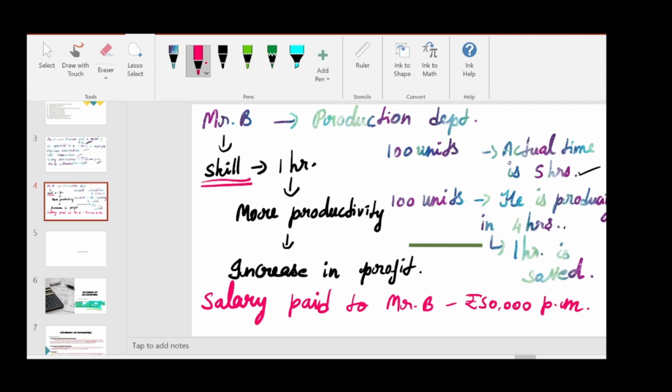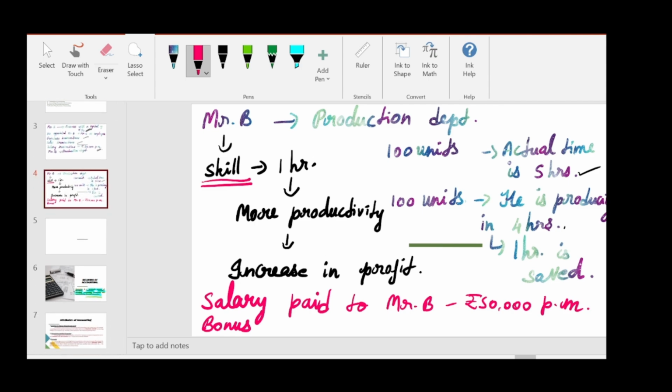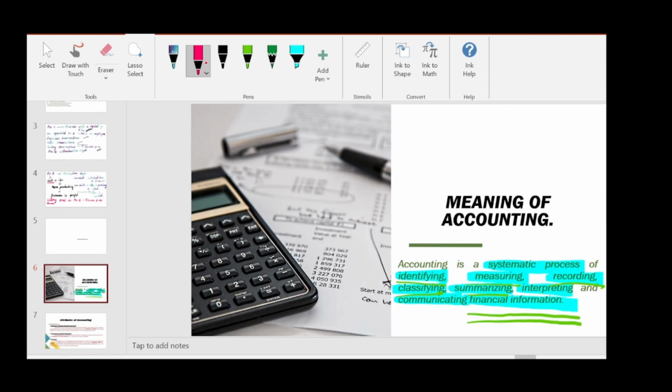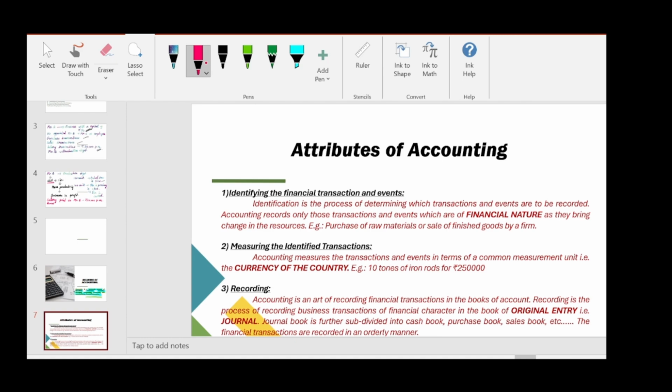So only the financial aspect, that is, the salary paid or bonus given. Sometimes, if the performance is good, they will get a bonus or an increment. Only that monetary aspect can be recorded in the books of accounts. So the first thing is to identify the financial transactions and events. I hope everything is clear till here. Here, see, identification is the process of determining which transactions and events are to be recorded.